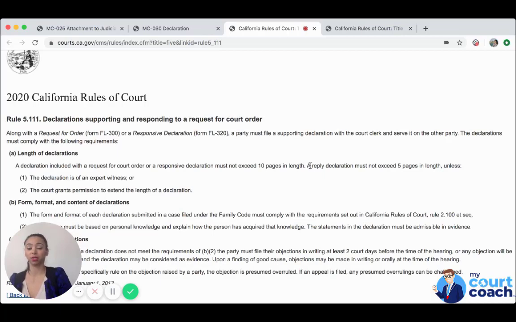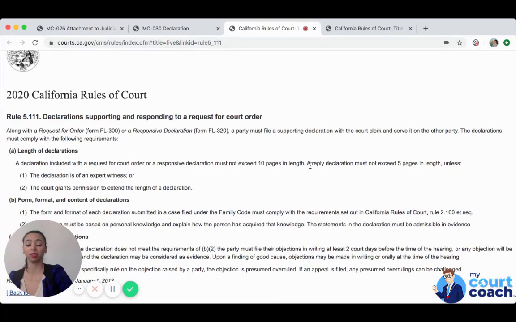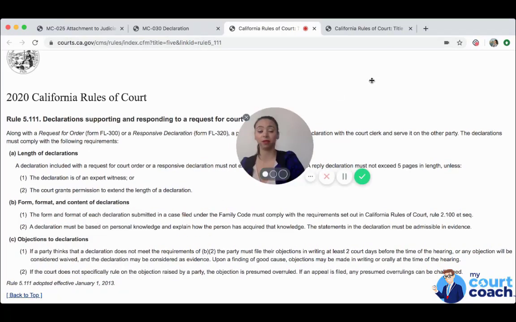The exception is if the declaration is of an expert witness, or the court grants permission to extend the length of a declaration. So that's if you do in fact need a reply declaration longer than 5 pages in length. So it's an expert witness, and the court grants permission to extend the length of the declaration.